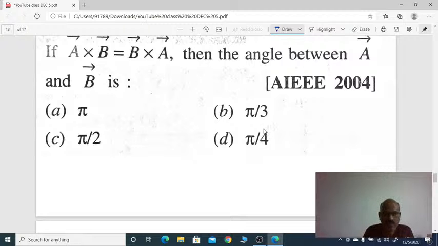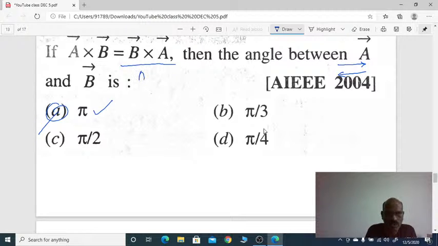If A vector cross B vector equals B vector cross A vector, then the angle between A and B is? A vector cross B vector equals B vector cross A vector. See that, both are quite opposite. A cross B equals B cross A. If one vector and the other vector are in quite opposite directions, meaning anti-parallel, then the angle between them will be pi. Straight away you can go.